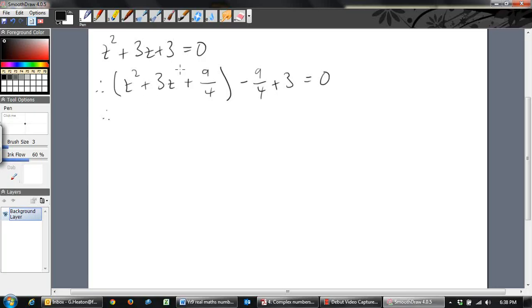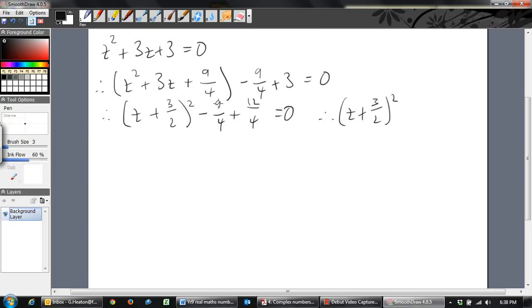Okay, great. This simplifies down to z plus. Remember, when this comes down, you divide the b by 2 and square it. That's what all that bracket is equal to. And what do we have left over here? Let's do it the slow way. Negative 9 over 4, what's 3 over 4? Well, that'll be 12 over 4. Okay, and just in case I run out of space, z plus 3 over 2 squared, and we've got negative 9 over 4 plus 12 over 4. That will be plus 3/4 equals 0.